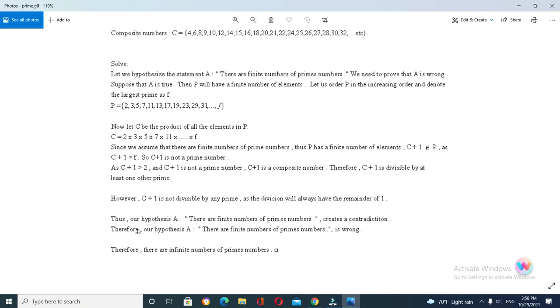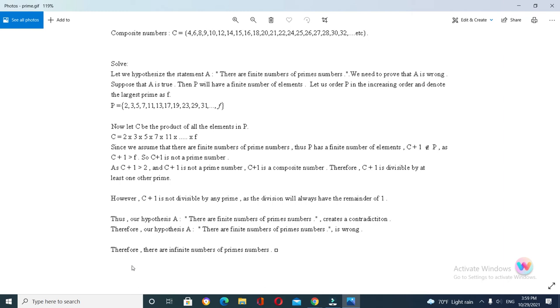However, C plus 1 is in fact not divisible by any prime, because you look at the equation for C. C is a product of all the primes, and so if you add 1 to C, which is C plus 1, when you divide C plus 1 by any prime at all, the division will always have a remainder of 1, because that's obvious.